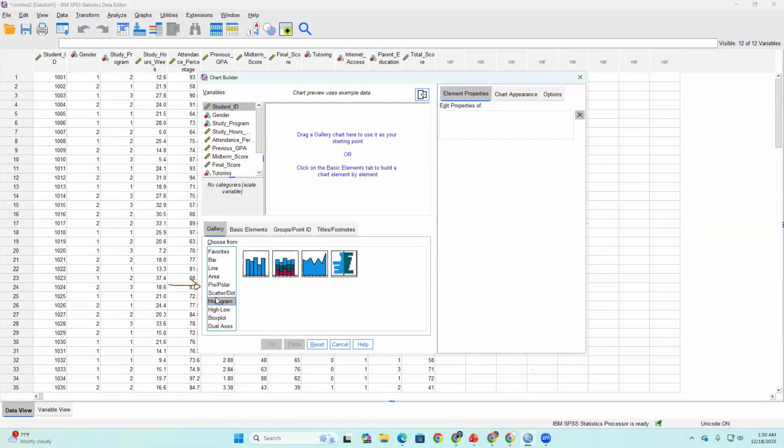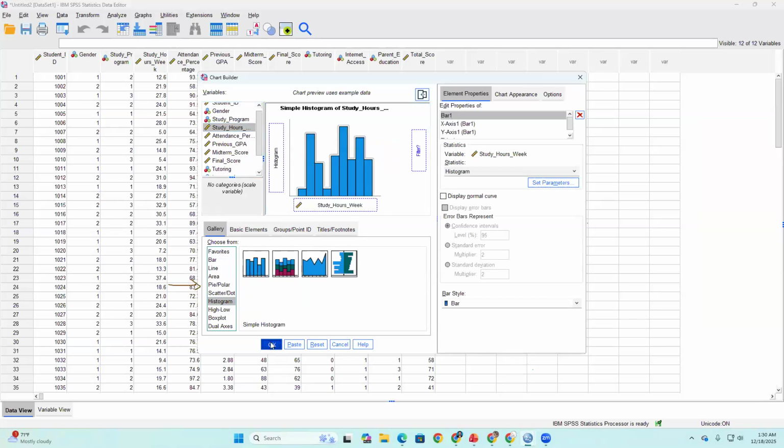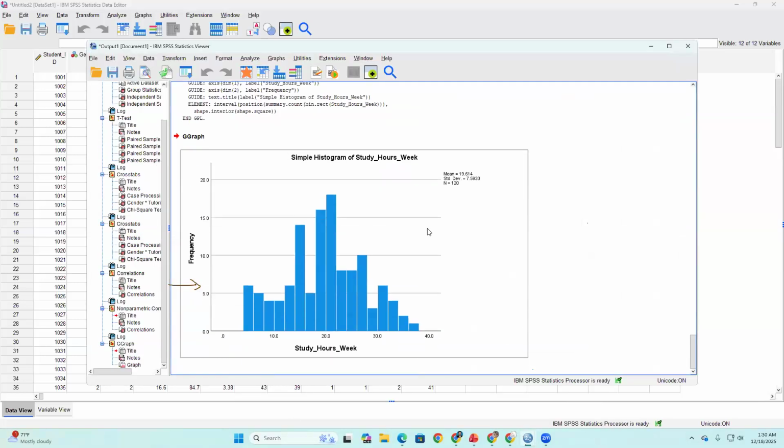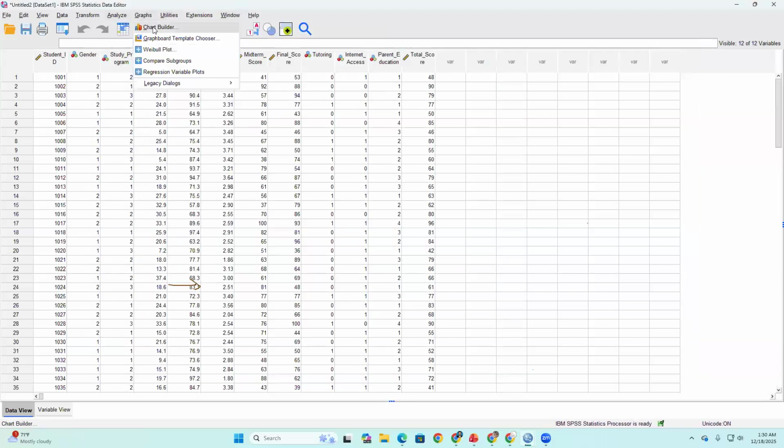Let's draw a histogram, it's better to see that. Let's do a histogram, then we see. What was our variable? Study hours. Is study hours normally distributed? Can you see the output? Yes. Okay, now our next variable of study, for the graph purpose.